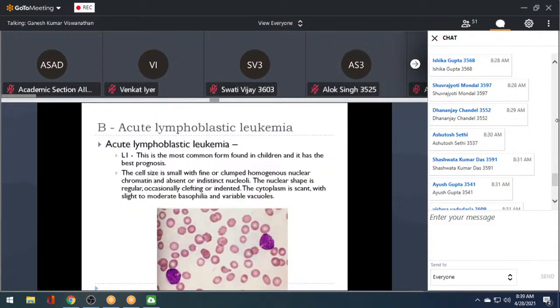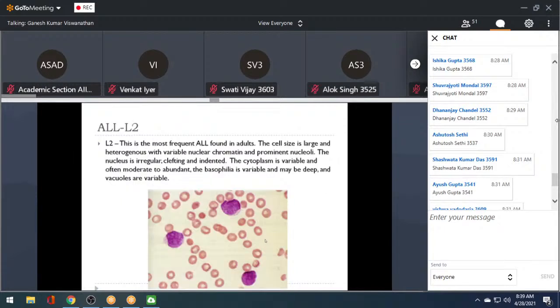In B-ALL, the classification initially was into L1, L2, and L3. L1 is most common. The cell size is small with clumped chromatin. L2 is a little commoner in adults compared to children. The cells are slightly larger compared to L1.